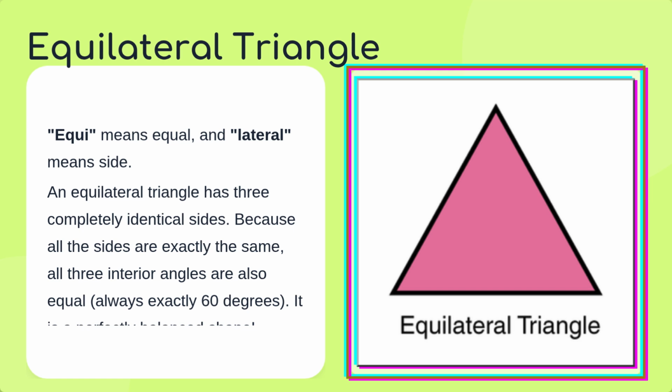The name actually gives away its secret. Equi means equal, and lateral means side. So an equilateral triangle has 3 completely identical, perfectly equal sides. And because it's so perfectly balanced, all 3 of its inside angles are exactly 60 degrees. It's the perfectionist of the triangle family.